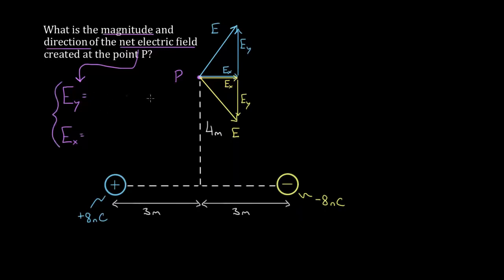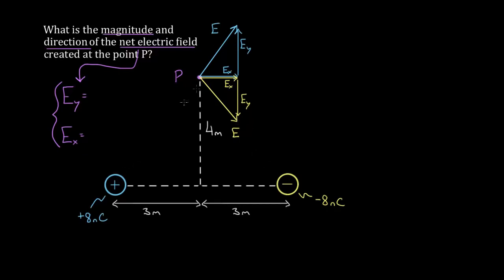But we're kind of in luck in this problem. There's a certain amount of symmetry in this problem. And when there's a certain amount of symmetry, you can save a lot of time. What I mean by that is that both of these charges have the same magnitude of charge. And because this point P lies directly in the middle of them, the distance from the positive charge to point P is going to be the same as the distance from the negative charge to point P. So both of these charges create an electric field at this point of equal magnitude. The fields just point in different directions.